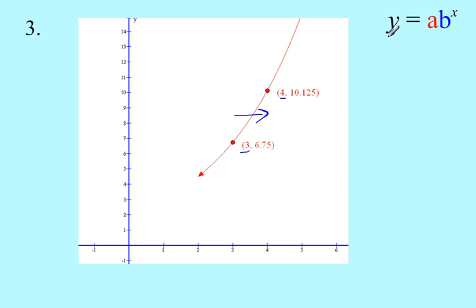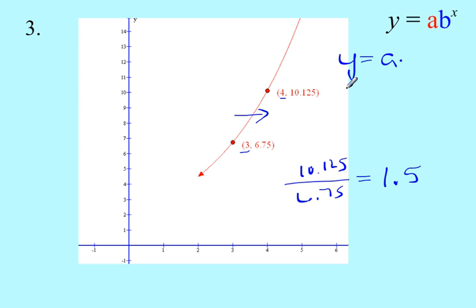Now I don't know what the y-intercept is, so I'm just going to have to go like y equals a times my multiplier. So I'll just do 10.125 divided by 6.75. Divide that out, and it's going to come out to be 1.5. All right, so that's my multiplier, 1.5 to the power of x. Now we're not done yet. We still have to find that a.